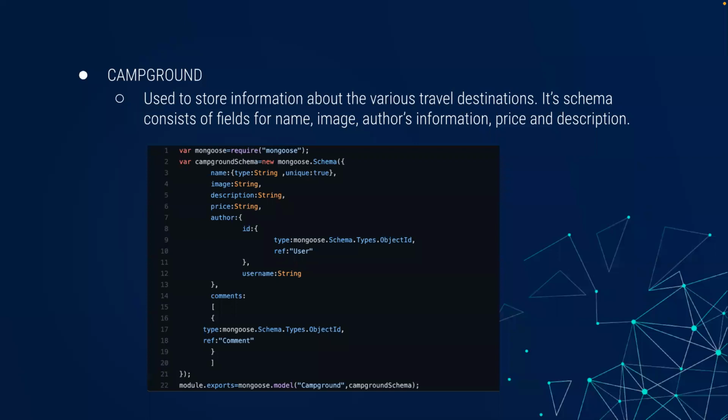Our database system consists of three different models. The first one is Campground. It is used to store information about the various travel destinations. Its schema consists of fields for name, image, author information, price, and description.